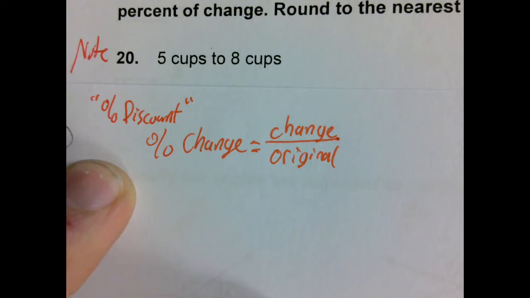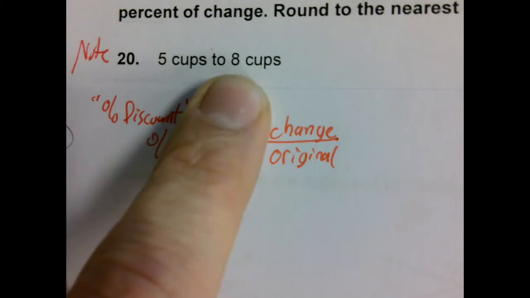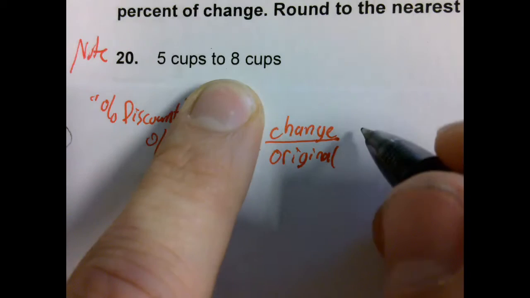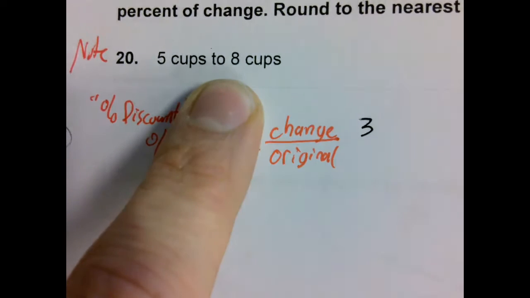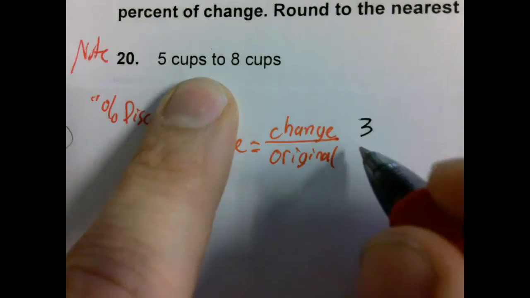So remember, we want the amount of change, not 8, but the amount of change. The difference between 5 and 8 is 3. The original, the number that was listed first, is 5.